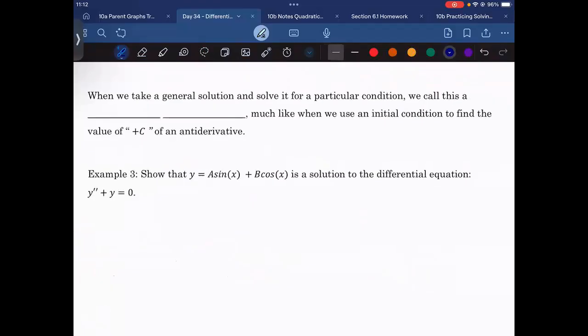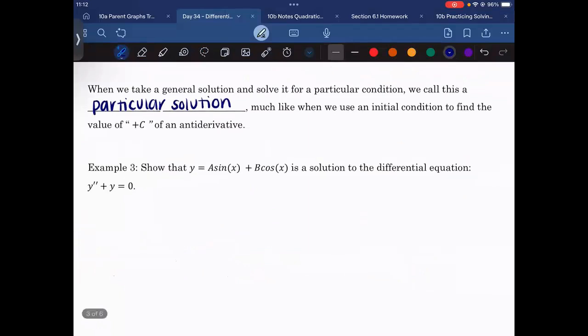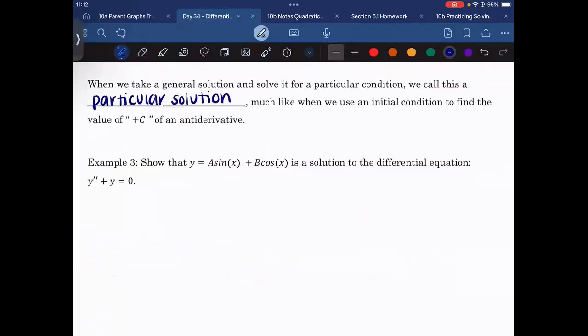When we take a general solution and solve it for a particular condition, we call this a particular solution. Much like when we use the initial condition to find the value of plus c of an antiderivative. So what we're doing is we're basically being given a key piece of information to use to solve. So right when we had some function, it would be whatever, something plus c. It's going to be like that. We're kind of doing that.